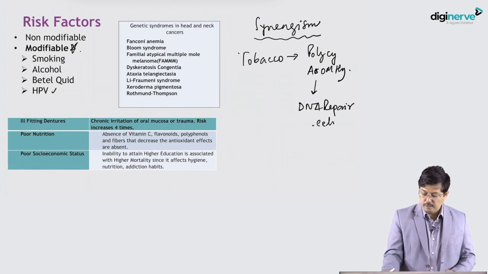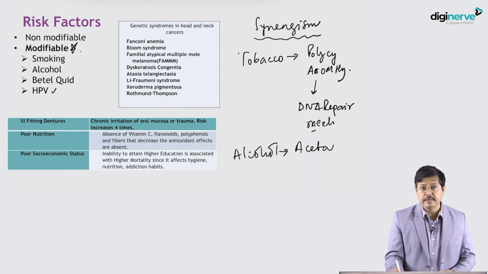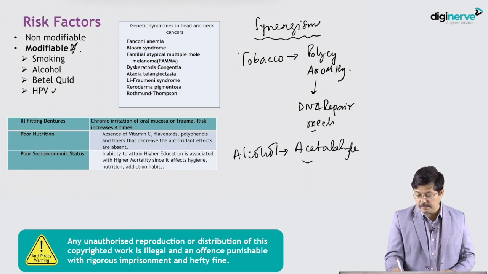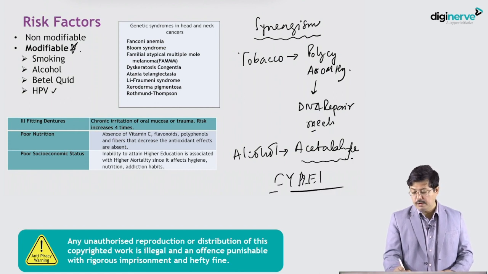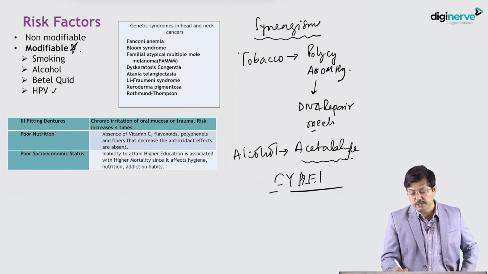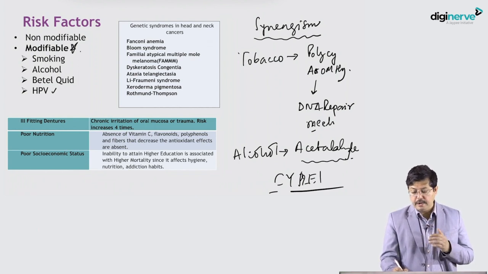Okay. Now, whenever we talk about alcohol, does alcohol act as an independent factor? Yes, it does, because alcohol is known to produce a metabolite called acetaldehyde. Now, the acetaldehyde induces CYP2E1, and that promotes a change in the mitochondrial DNA, thus producing transcriptional changes in proteins that are responsible for maintaining the integrity of the cells.